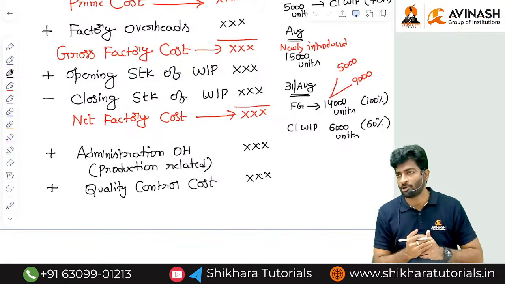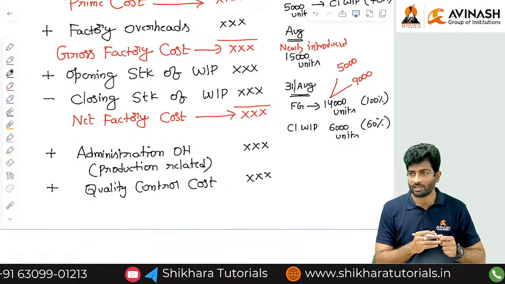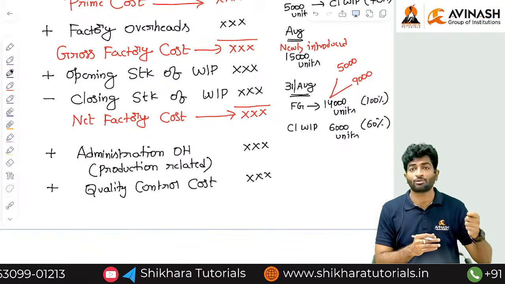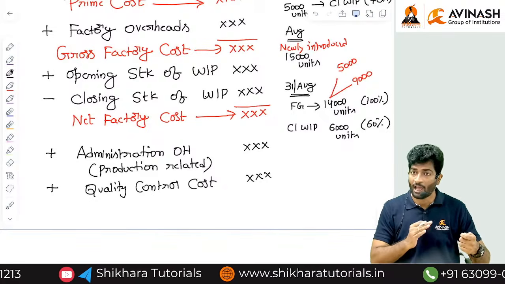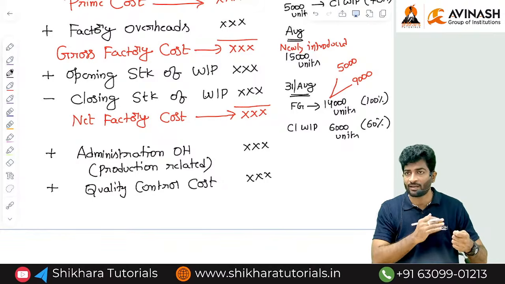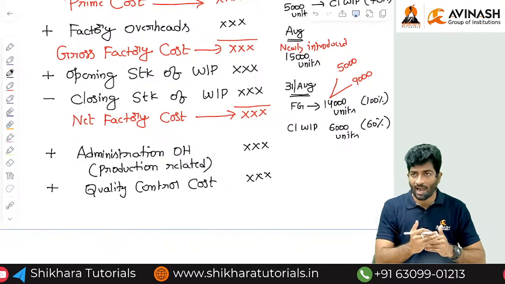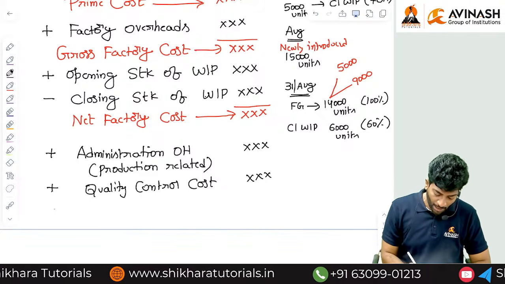Why this quality control cost? We are undergoing production, right? We are going to conduct inspection. We are going to check the quality of the product. If the quality is not up to the mark, I need to produce more number of units. I need to produce those units again, right? So this to be added before cost of production only. So quality control cost, any primary packing.